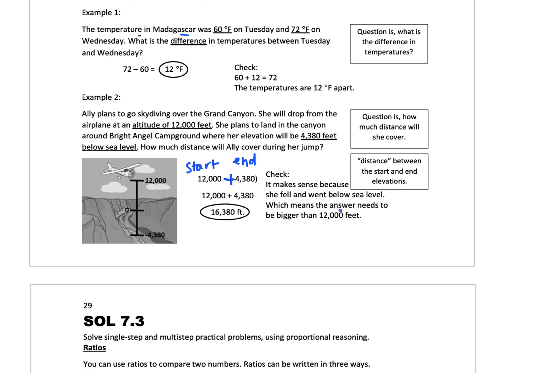So this makes sense because she fell that certain amount of feet from the airplane, which means she already went 12,000 feet when she fell to the sea level. But she went further than sea level. She went 4,380 feet below it. So if we add up those two distances from where she started to where she ended, that's going to make sense that it needs to be larger than 12,000 feet because she went further than 12,000. She went even deeper underground there. So we are adding there, but it's because we were subtracting a negative.